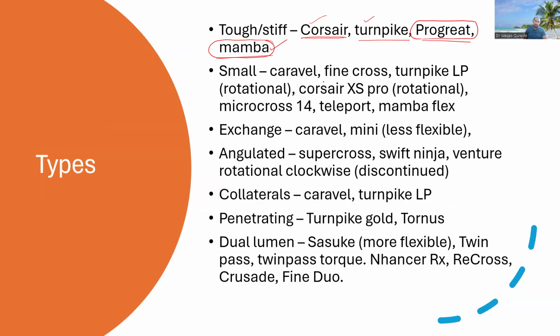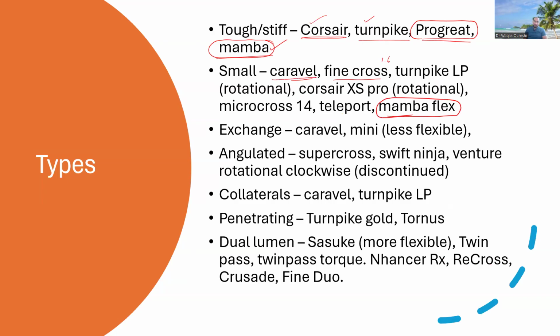The small ones are the ones that we use mostly for the CTO procedures. So Caravel is one. Fine Cross has a very nice tip, which is almost 1.6 millimeter in size. Turnpike LP is rotational. You can rotate it. Then Corsair Pro XS or Corsair XS, Micro 14, Teleport, and Mamba Flex. It has good pushability, and also it goes through tortuous vessels.